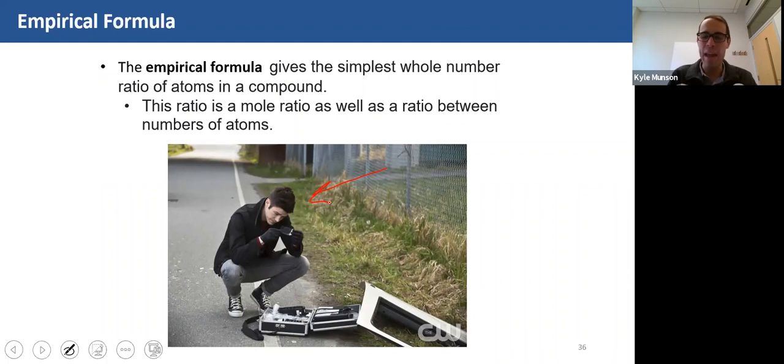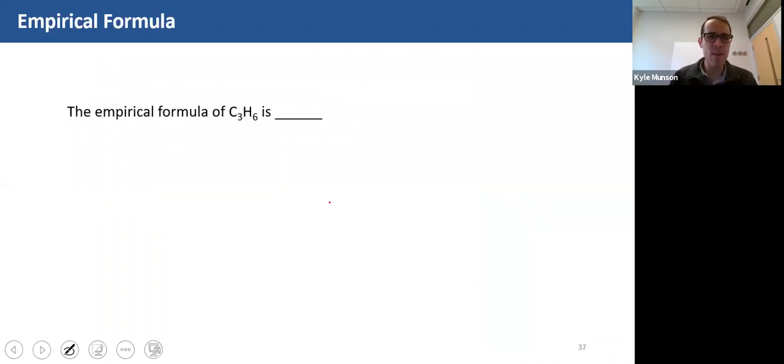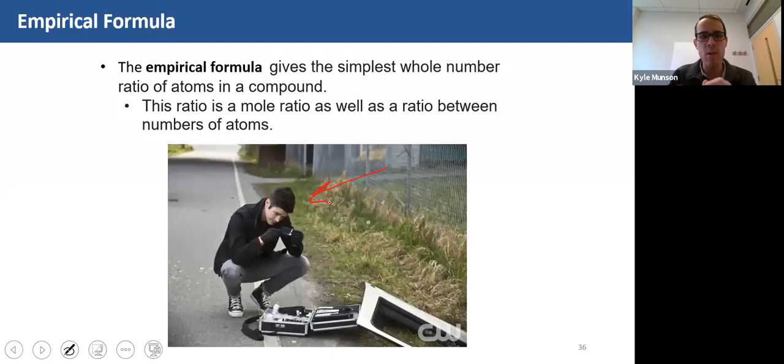So you'd weigh out the components of the substance and use different instruments to analyze it and try to get at what the compound was. So it's pretty important. And so the empirical formula, like we said here, gives the simplest whole number ratio of atoms in a compound.